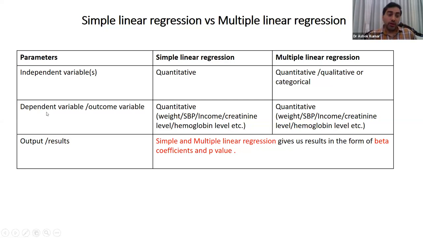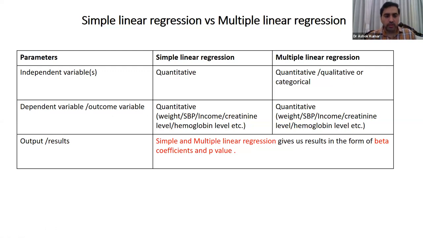For example, weight, systolic BP, income, creatinine level, hemoglobin, quality of life, etc. So if your independent variable is quantitative, single, and your dependent variable is also quantitative, single, only single, then we go for simple linear regression. For example, height versus weight, age versus quality of life, BMI versus age. So it is called simple linear regression.